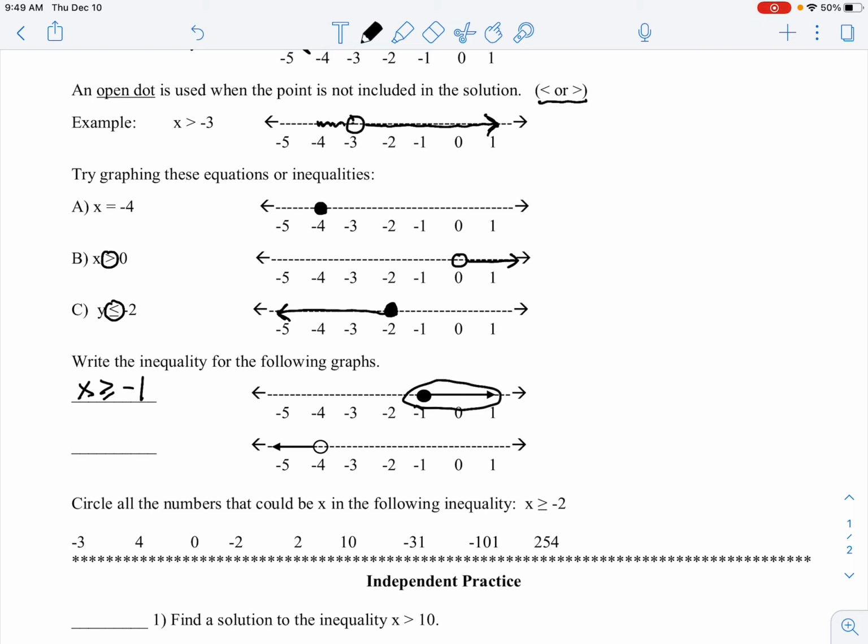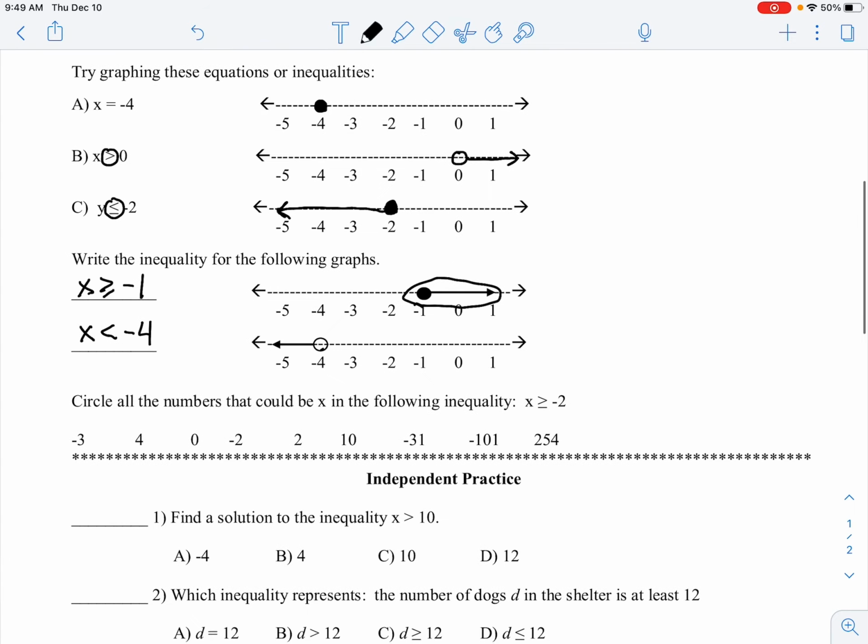Alrighty, so next we have an open dot at -4. So remember, open dot does not include the equal sign underneath. So we're going to start with our variable, and it looks like everything that is smaller than -4 is going to work. So we are going to use a less than symbol with no equal sign underneath because it's an open dot, and everything that is smaller than -4 is going to work for that. So that's our inequality based on that graph there.